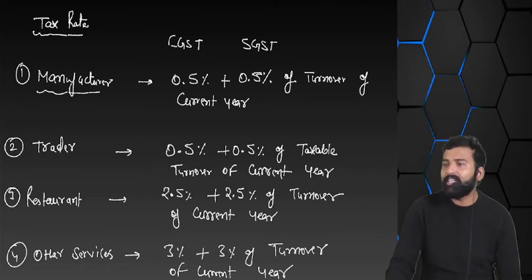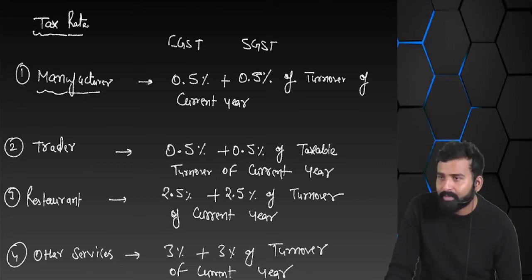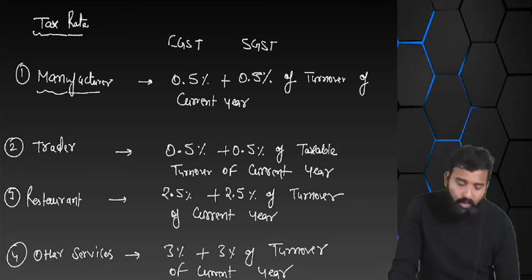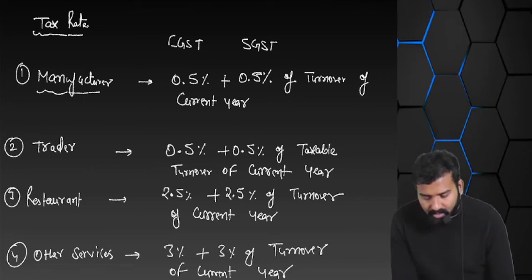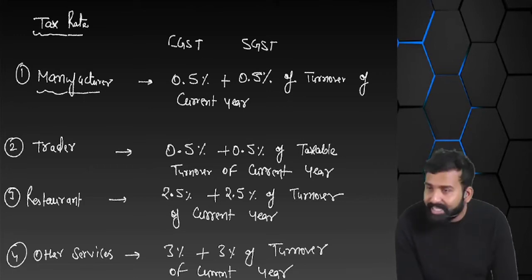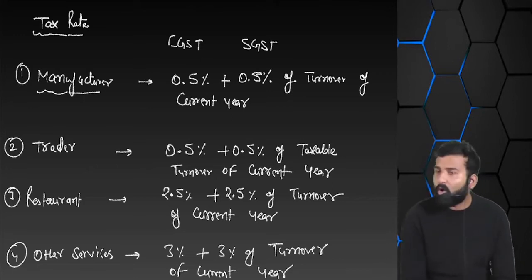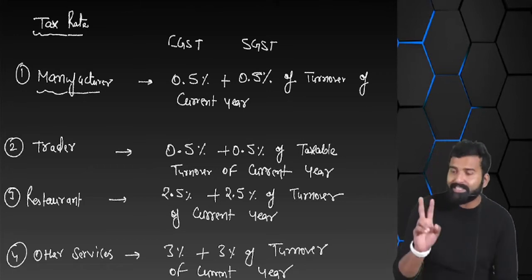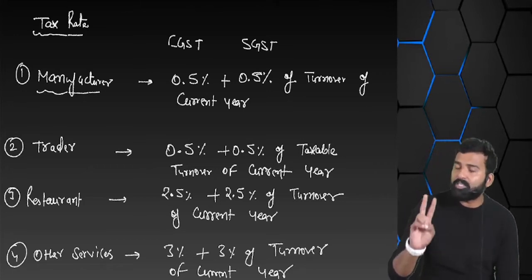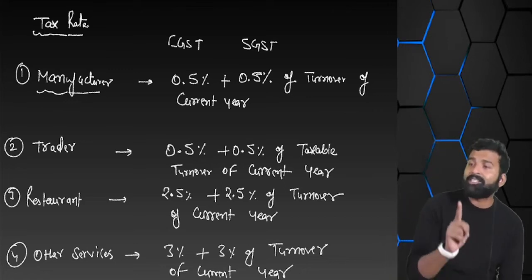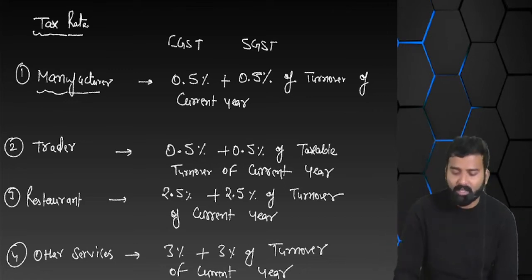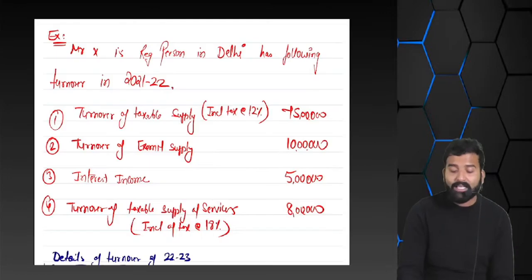Okay, I think you are getting all the rates. Nice, very nice. Have you remembered all the rates? 1%, 1%, 5%, and 6%. The difference is that the trader is going to pay 1% of the taxable turnover, while the manufacturer is going to pay 1% of the total turnover. Okay, let's move on to another example.